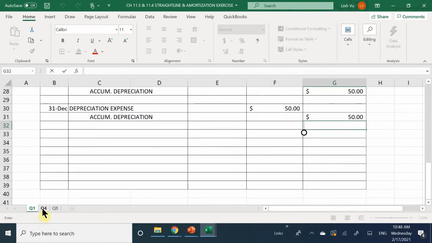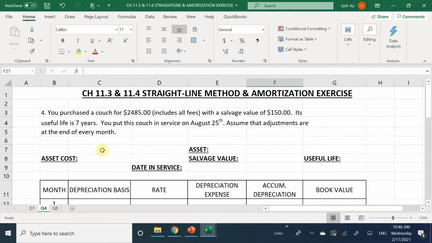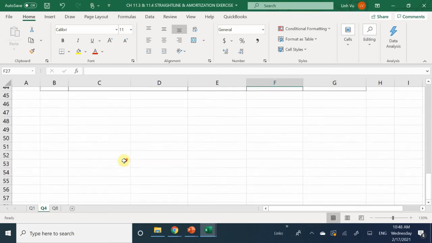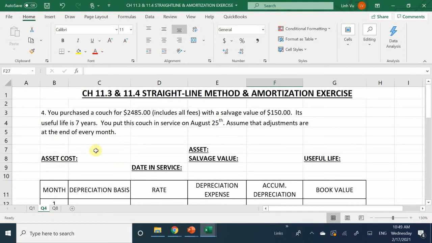Now, let's go ahead and go into question number 4. I threw a little twist in here, so make sure you pay attention, okay? So, let's go ahead and do this scenario here. You purchased a couch for $2,485, which includes all fees, with a salvage value of $150. Its useful life is now 7 years. We've never seen 7 before. All right, and then you put this couch into service.